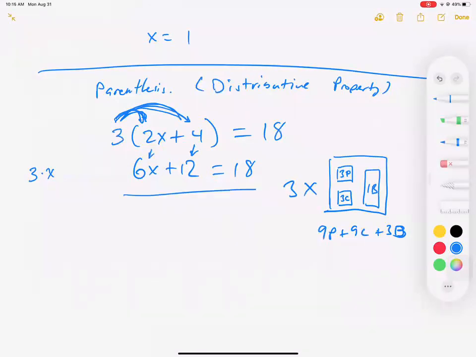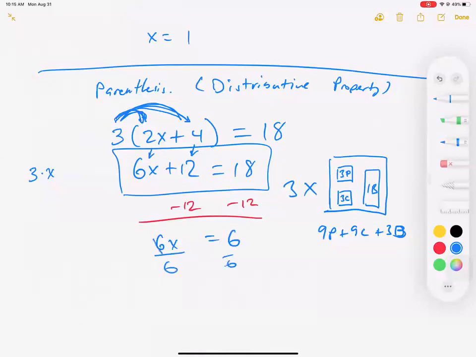Okay, now look at this. This is back to an easy problem. We want to solve for x, so we get rid of the numbers 6 and 12. I'm going to subtract 12 because it's farthest away. 6x plus 12, so darn it. 6x is equal to 6. How do I get rid of a times 6? We divide by 6 on both sides. x is equal to 1.